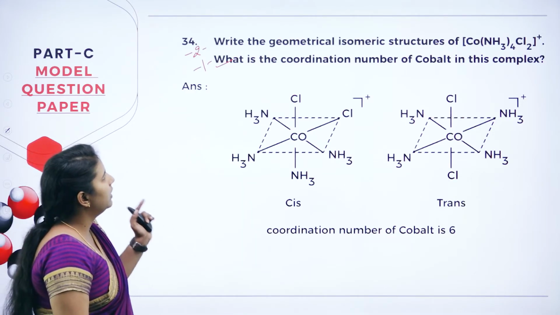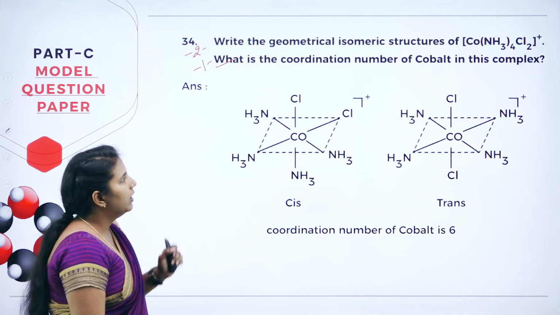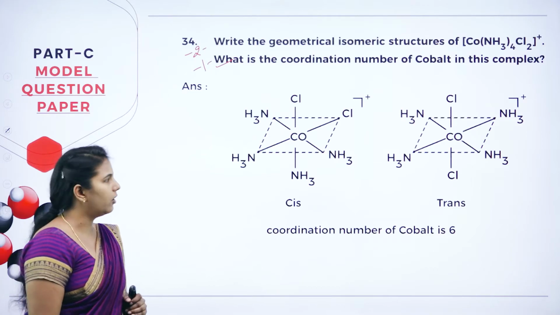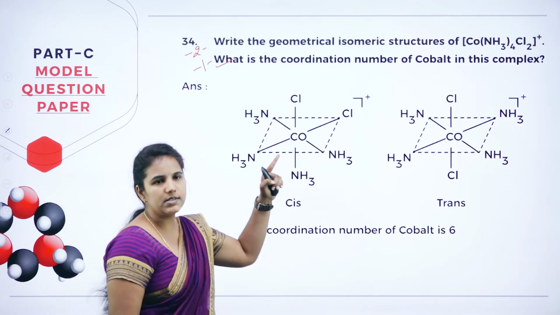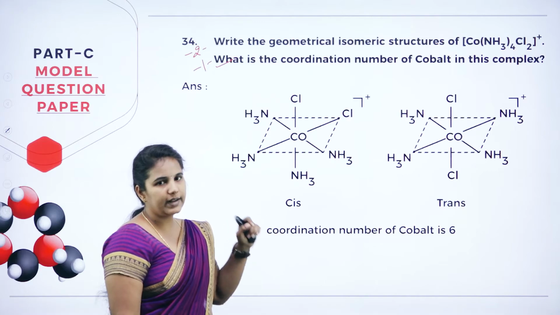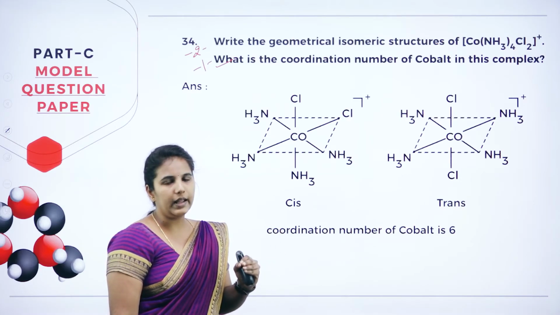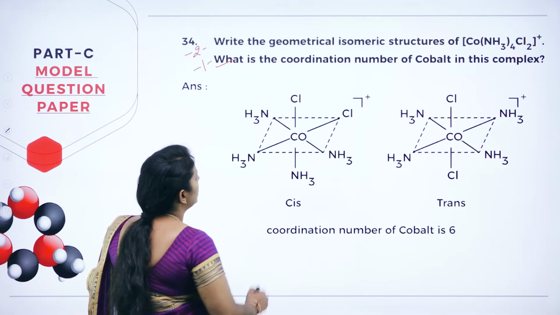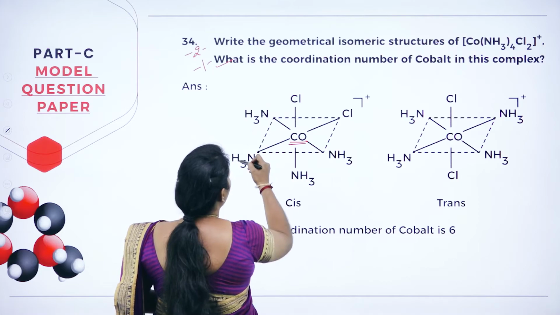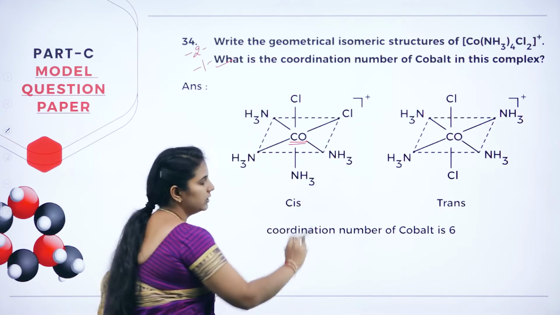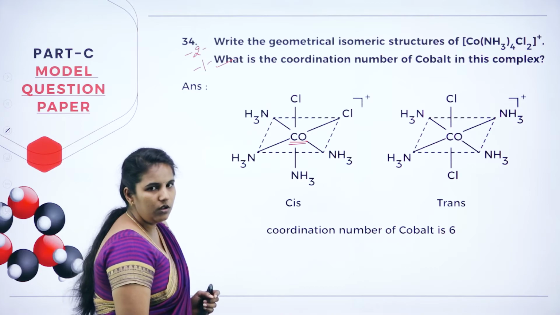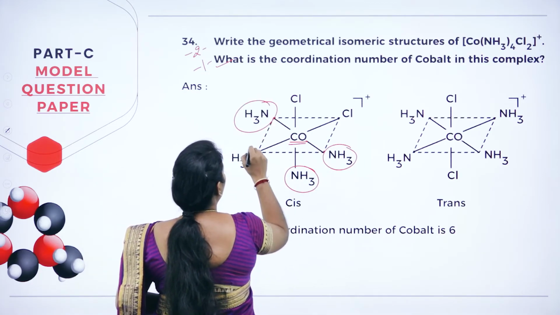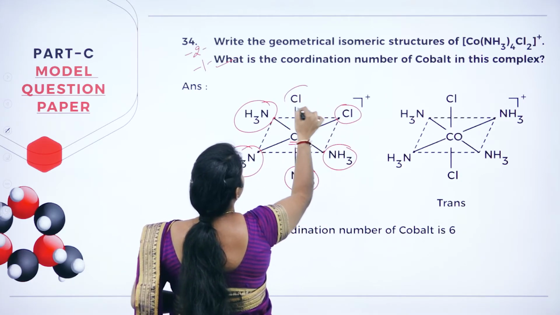So, how to write the geometrical isomers of the tetraamino dichlorido cobalt plus ion? Here we know that cobalt is a central metal atom and it has been attached by 4 amine ligands and also by 2 counter ions, right? So, here you can see that cobalt is a central metal atom occupied by 4 amine ligands, okay? But we have counter ions also, that is 2 chlorine, which is also there.